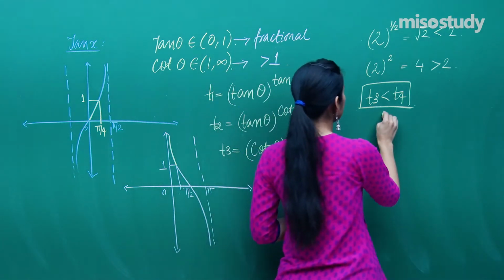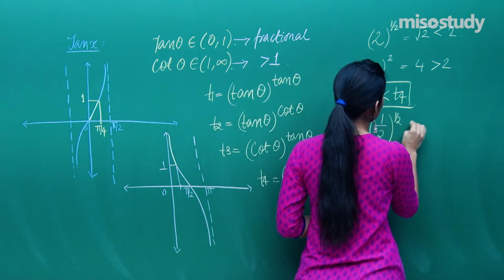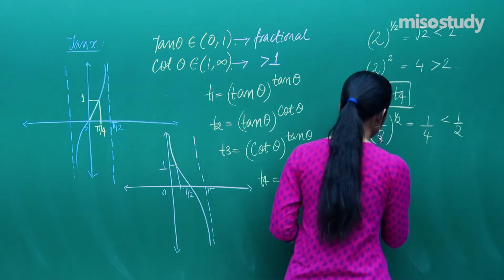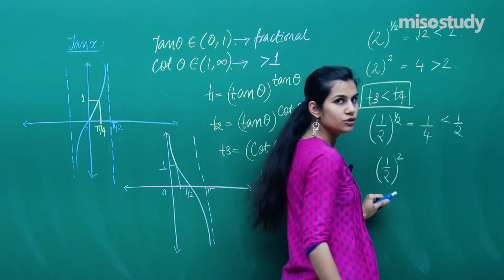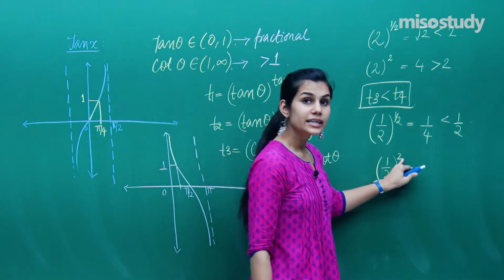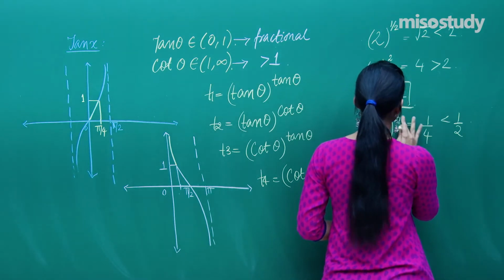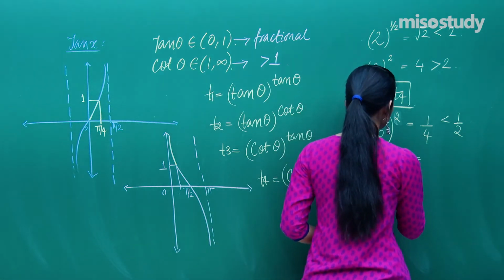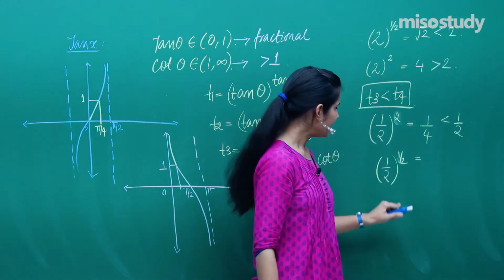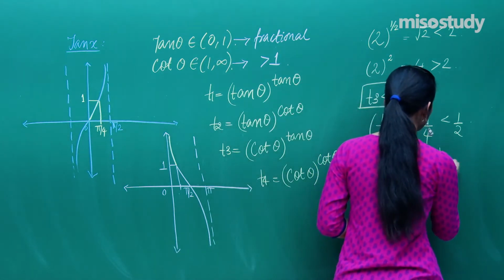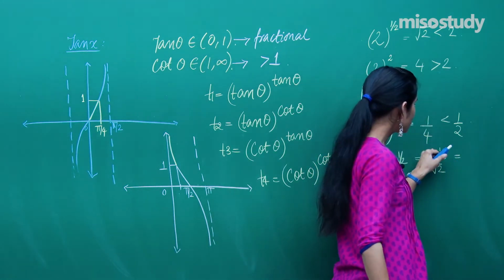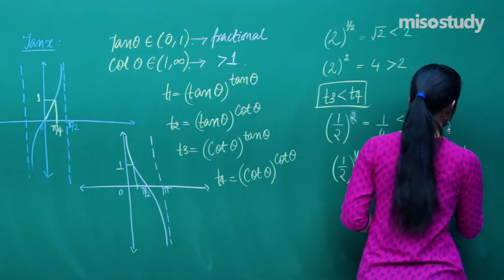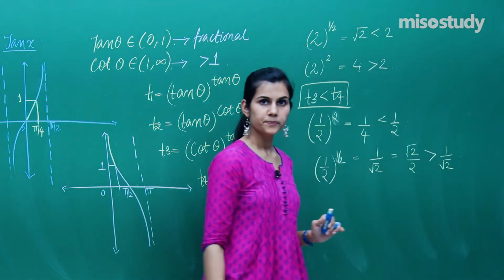Next, if I take 1 by 2, fractional to the power number greater than 1 is 1 by 4, which is less than 1 by 2. And if I take fractional to the power fractional, this will be 1 by root 2, which you can write as root 2 by 2, which is greater than 1 by 2.